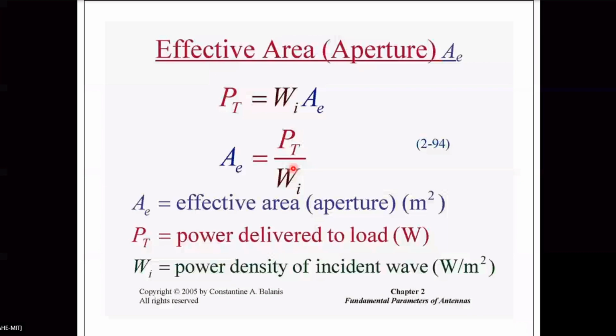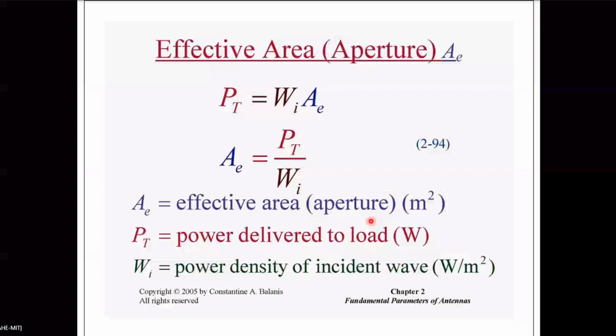AE is PT by WI. Have you understood what PT and WI are? PT is the real power delivered at the input of the receiver. WI is the incident power density of the wave, watts per meter square. You have come across this W earlier also. The dimensions of AE should be meter square. It is an area, so it's called the effective area or effective aperture.